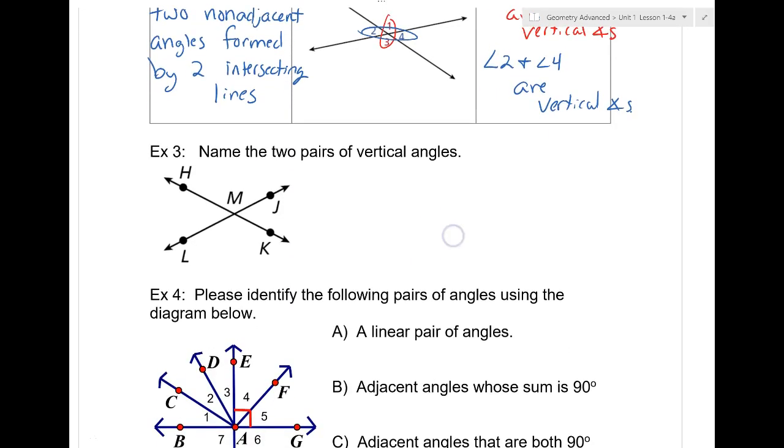So let's do this real quick. Anytime that two lines intersect, how many pairs of vertical angles should you get? You should always get 2, right? 2 when they intersect. So guys, let's name these real quick.